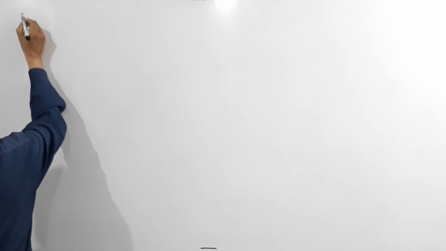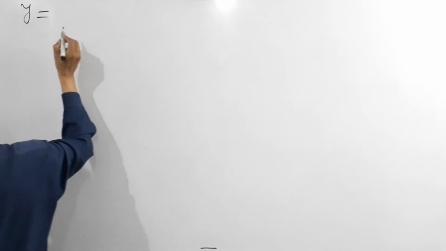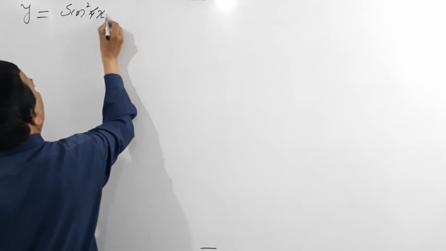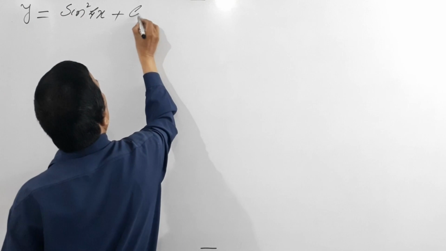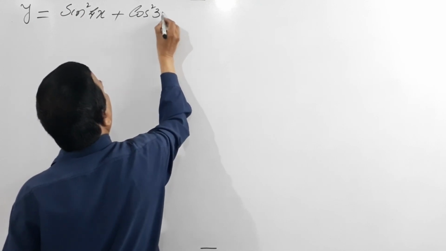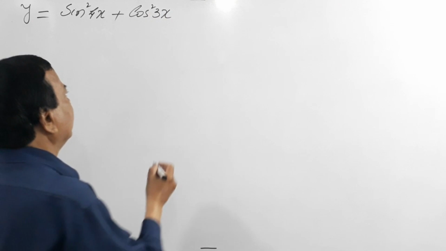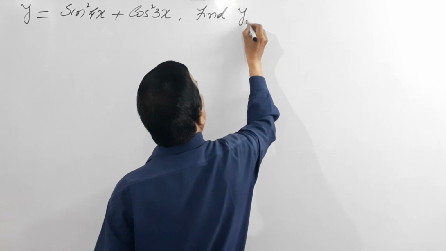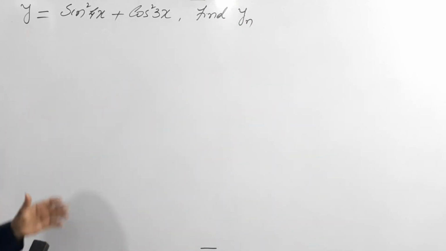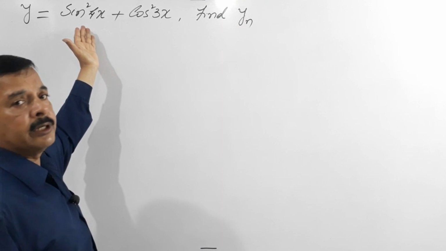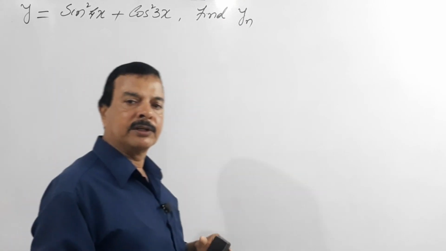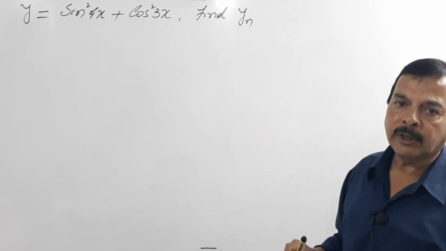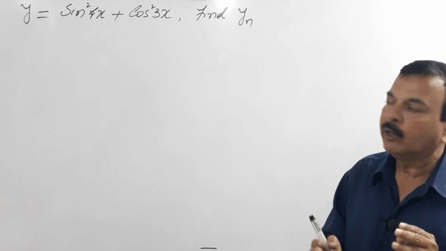So we'll take a problem: y equals sin square 4x plus cos square 3x. Find yn. So dear students, just now I taught you to reduce or convert this to a sum or difference rule and later find the nth derivative of this. So how to go about it? I will show you the steps that are involved to solve this problem.